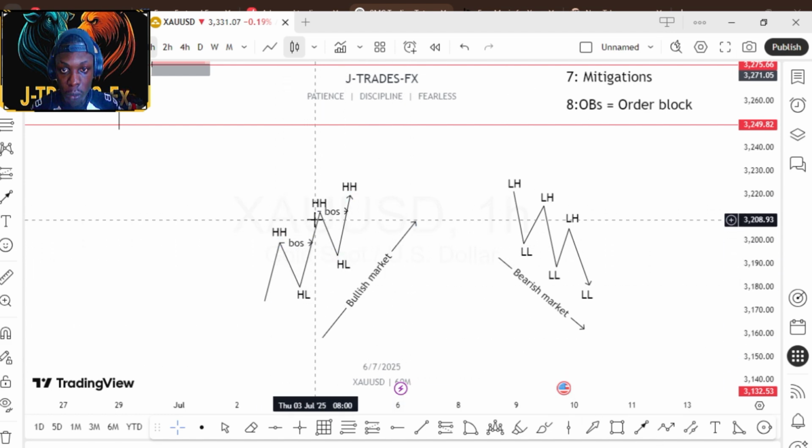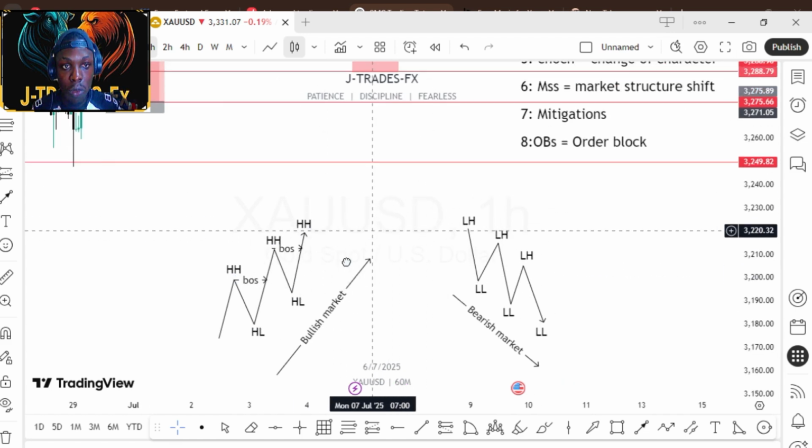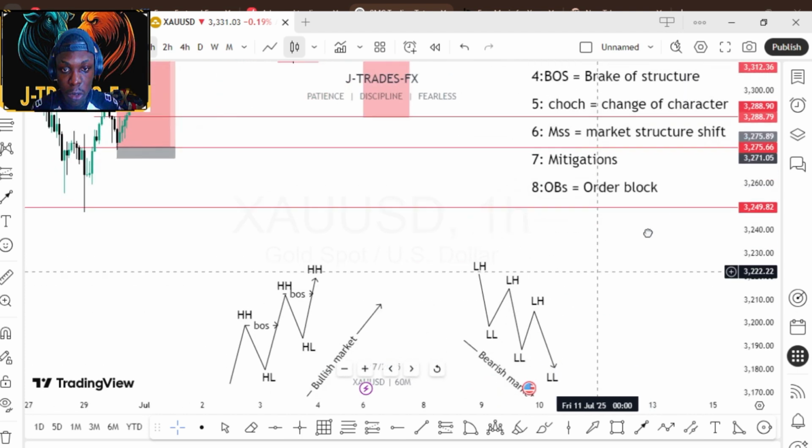It broke above here, break of structure. That's what we call break of structure. You can see it. BOS is just basically break of structure.